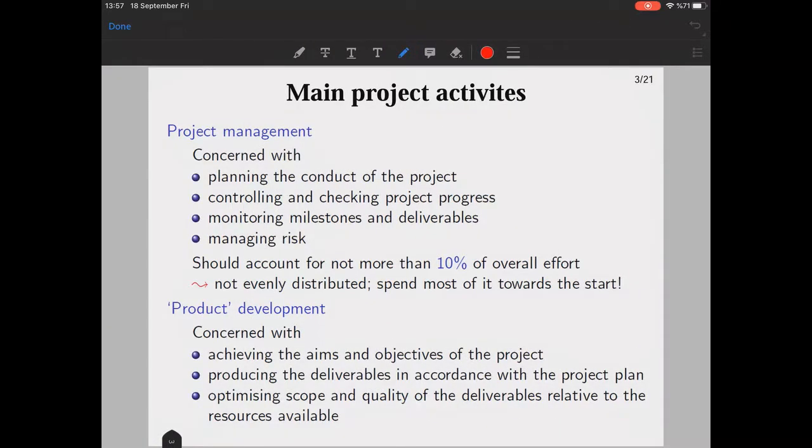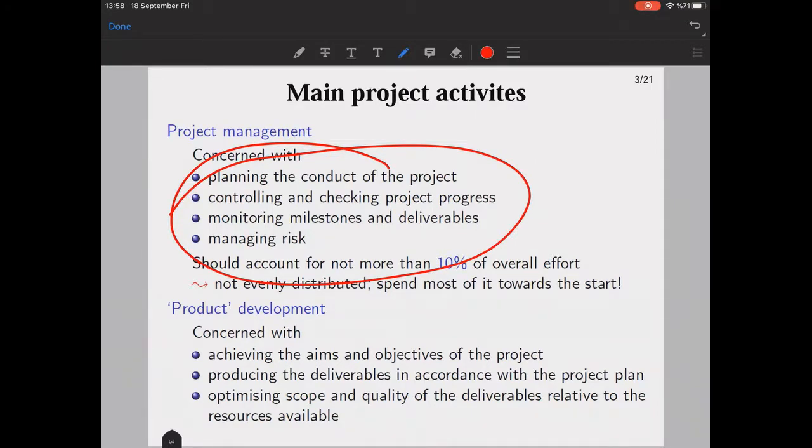Project management is concerned with planning the product of the project, controlling and checking project progress, monitoring milestones and deliverables, and managing risk as well. Ideally, it should not account for more than 10% of the overall effort, and it is also not evenly distributed. You should spend most of it towards the start, because you make a management plan. You plan all of these in advance so that you can check them later on.